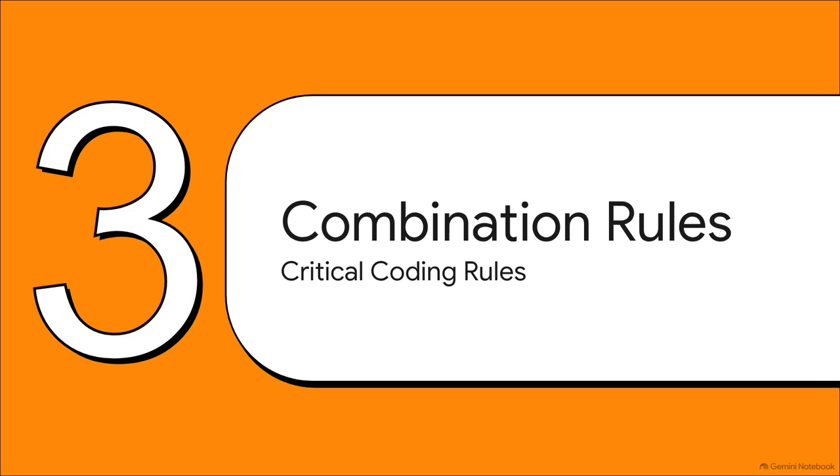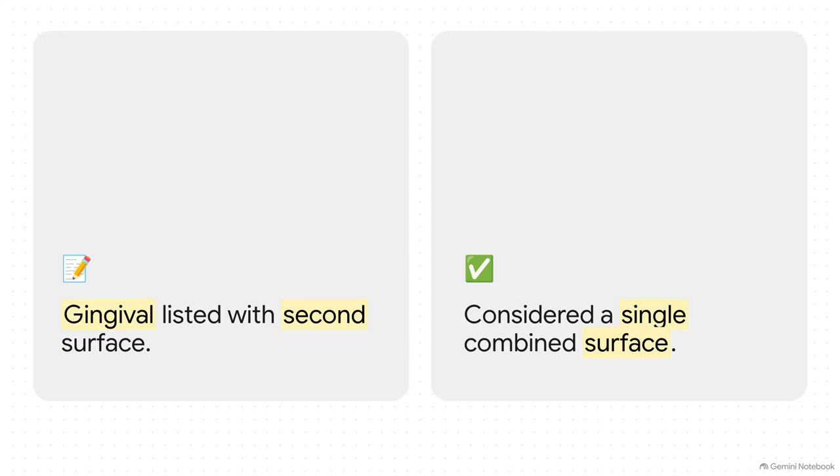All right, into Section 3, Critical Combination Coding Rules. This is the climax of today's explainer, guys. Knowing the letters is the basics. Knowing how to combine them legally and accurately, that's what makes you a master coder. These rules can literally make or break a claim.